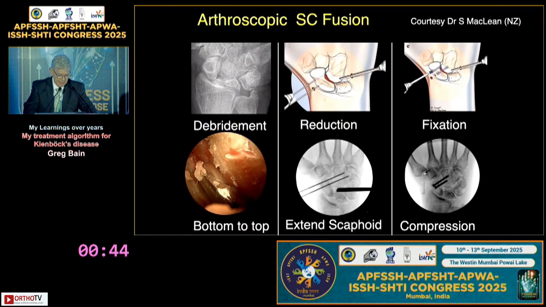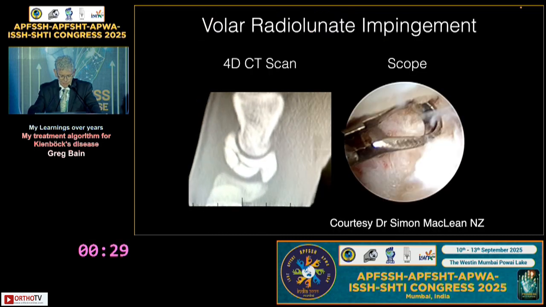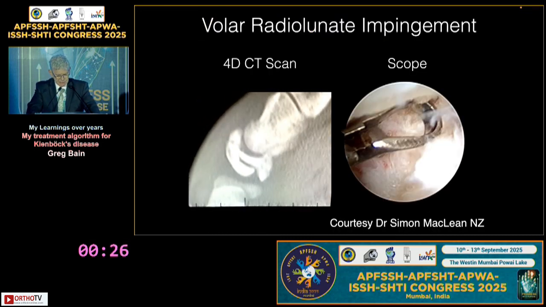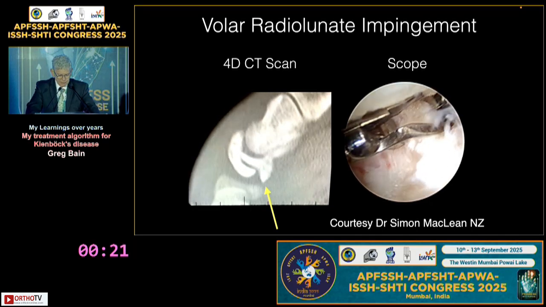The scaphocapitate fusion can be performed as an arthroscopic procedure with debridement between the scaphoid and the capitate. It's important to extend the scaphoid and insert compression screws across that articulation. Using some of our work on 4D CT scan, we've identified that there are some cases like this volar rim fracture of the lunate. This can now be managed arthroscopically. In the past, we used to get worried about this and to perform a proximal row carpectomy, but there are some cases like this where we've learnt greater information, and this local debridement can be effective.